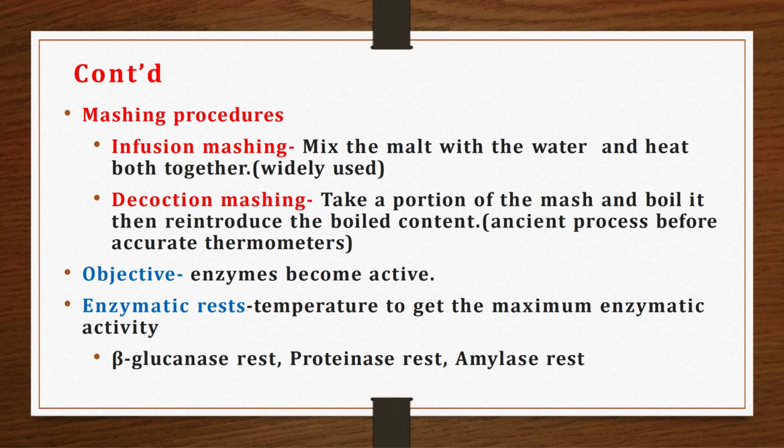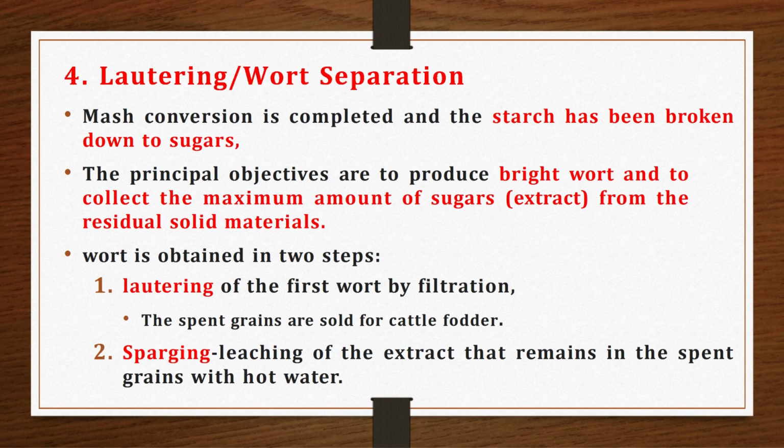Let's talk about mashing procedures. There are 2 main types. Infusion mashing, where you mix the malt with the water and heat both together. This is widely used. And decoction mashing, an ancient process used before accurate thermometers, where you take a portion of the mash, boil it, and then reintroduce the boiled content. The objective is the same, to make the enzymes become active. We use specific temperature holds, called enzymatic rests, to get maximum activity, such as the beta glucanase rest, proteinase rest, and amylase rest.